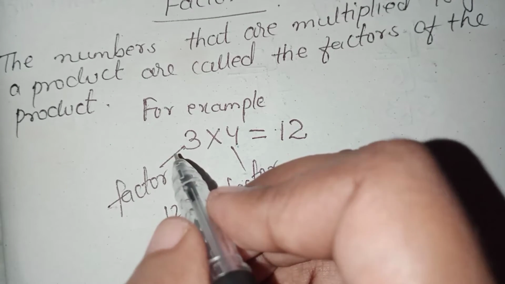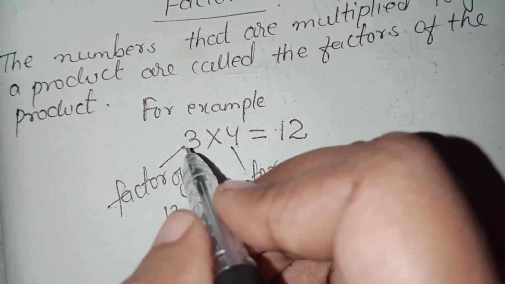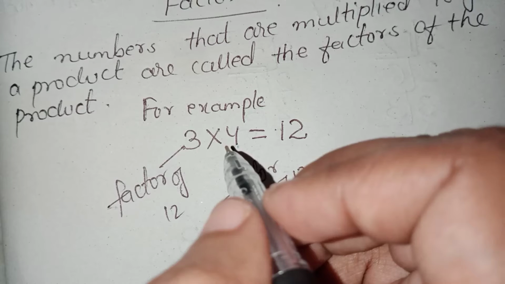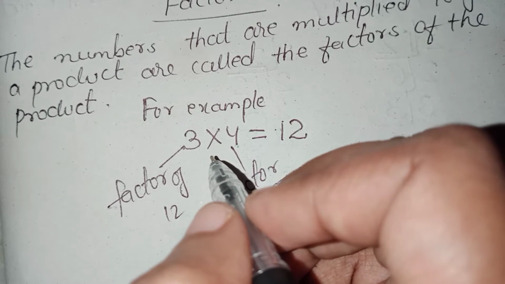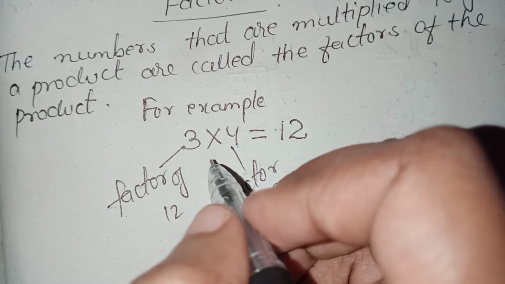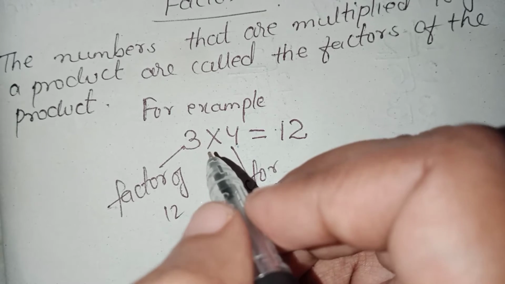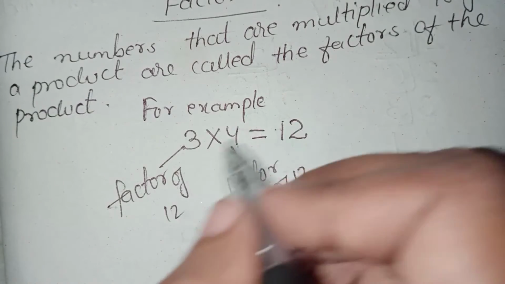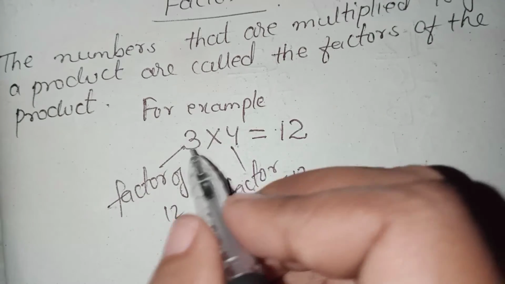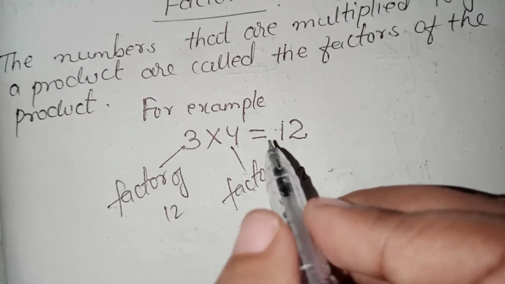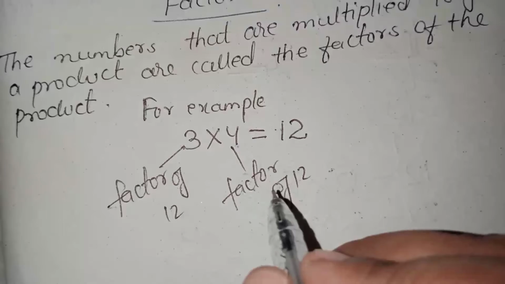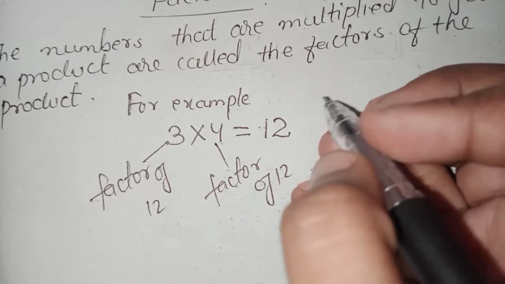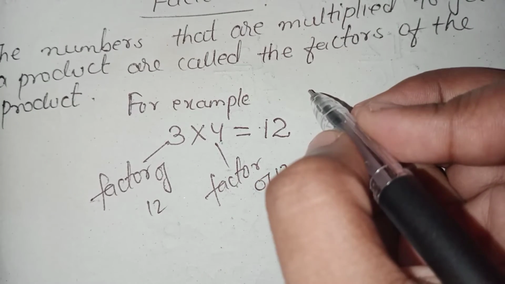3 is the factor. This means that 12 comes in the 3 table. 12 comes even in the 4 table. Okay? I hope you have understood about the factors. The numbers which we are multiplying to get the product, these are the factors of the product. 3 is the factor, 4 is the factor. Let us take the other examples.